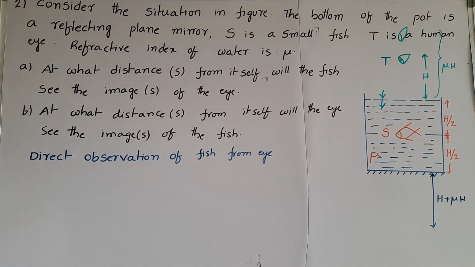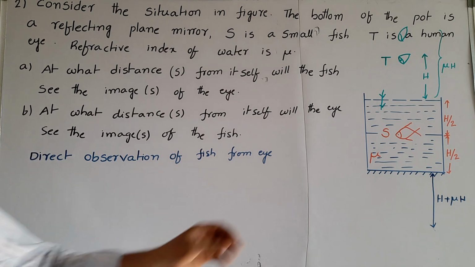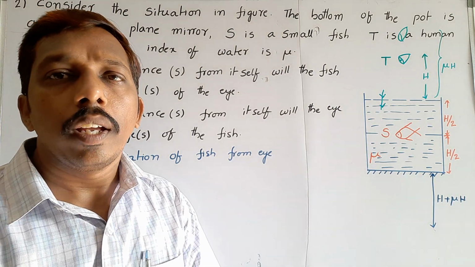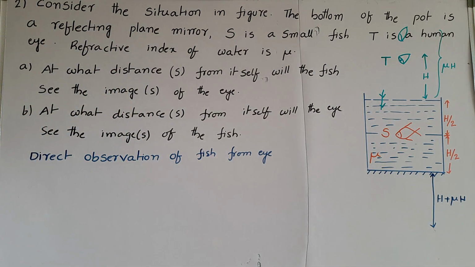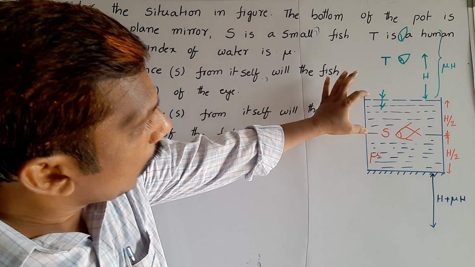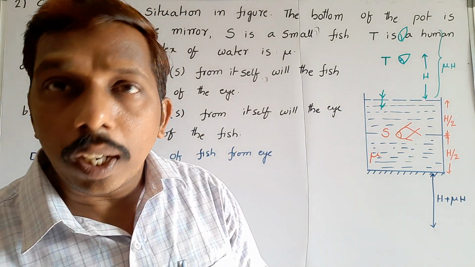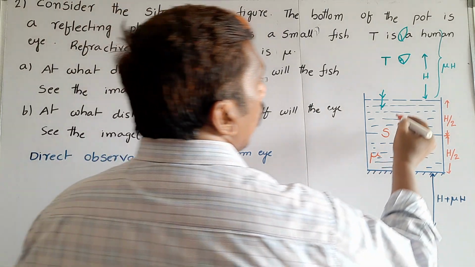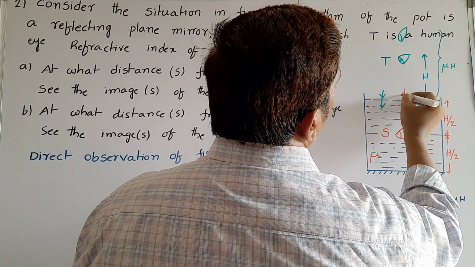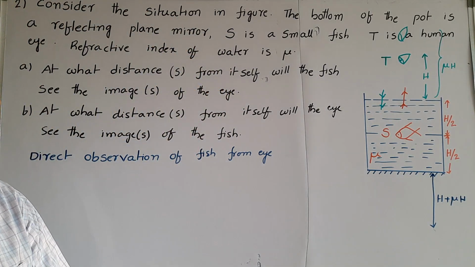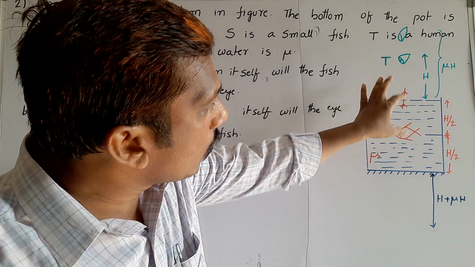Next one, the second bit. At what distances from itself will the eye see the image of the fish? One is direct observation, second one is the reflected image of the fish. First, direct observation of the fish from the eye. So this fish is actually at a depth of h by 2 inside the water. To observe the fish, this light ray travels from water to the air. In this direction the light ray is traveling.